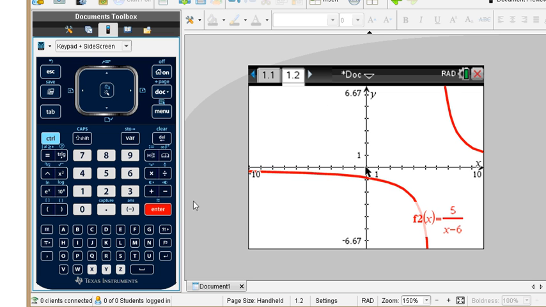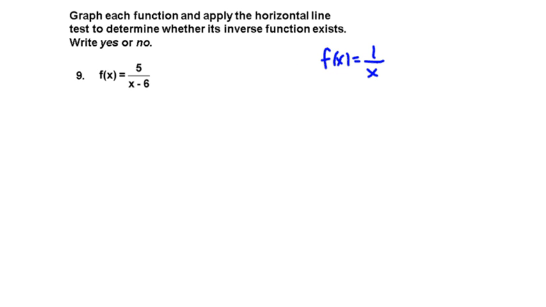We enter that, and we see we could run a horizontal line, and the horizontal line will touch only once. We have a vertical asymptote here, it looks like, at x equals 6, which makes sense from this function, a non-removable discontinuity at x equals 6, an infinite discontinuity. And so for this one, having graphed it and looked at it, we will say, yes, passes the horizontal line test.